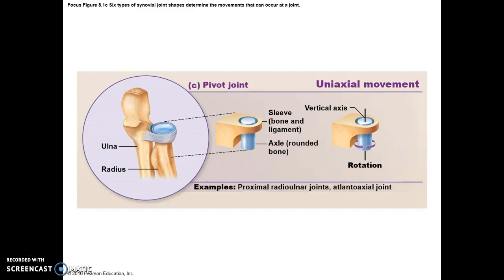The next is a pivot joint. Here we have this annular ligament that wraps around like a sleeve around the head of the radius and holds the radius in place against the ulna. This is the proximal end of the antebrachial region. Here, this is uniaxial movement. Essentially, there is simply rotation where the vertical axis runs along the length of the radius. So you can see this rotation, and this movement is responsible for causing pronation and supination of the hand.